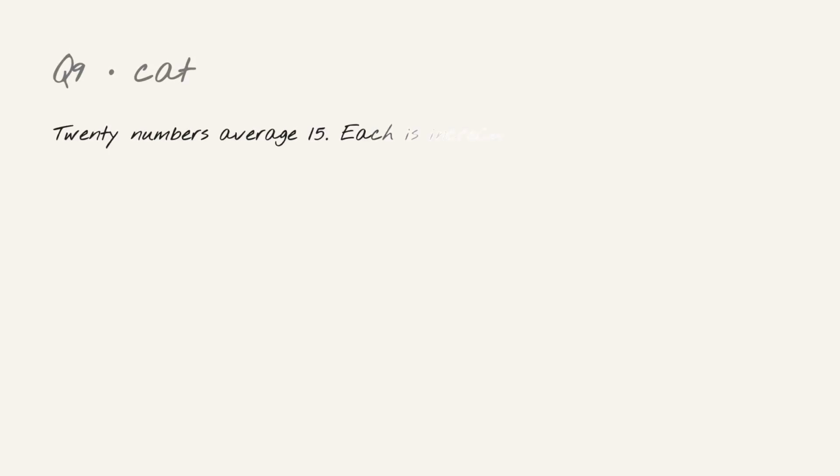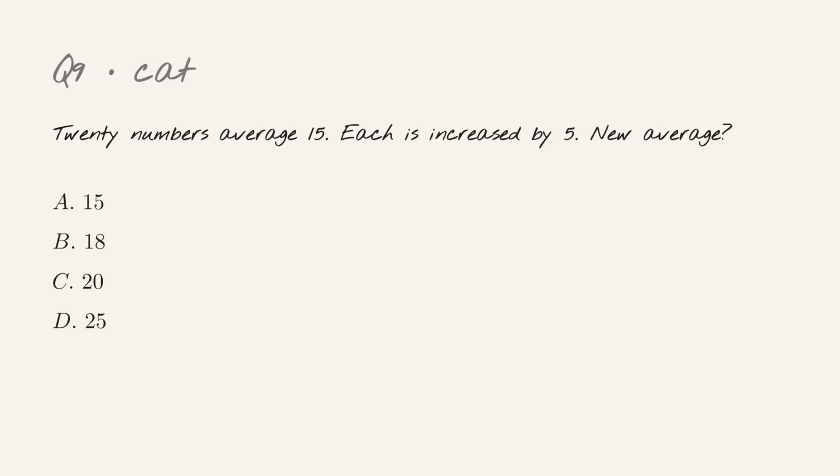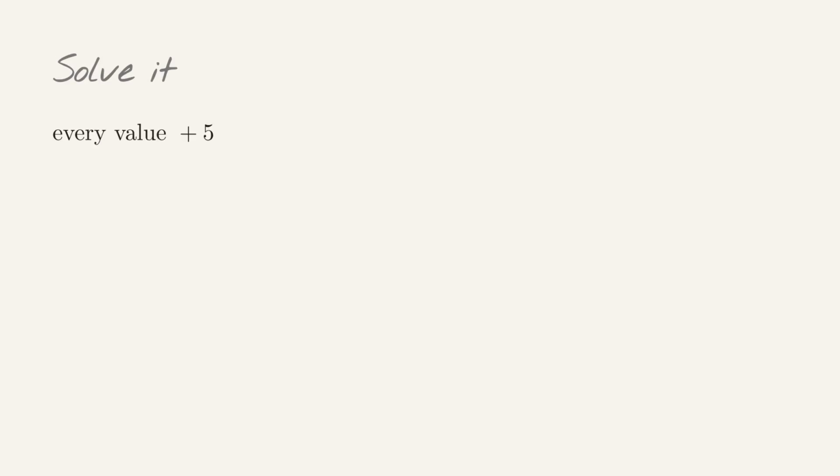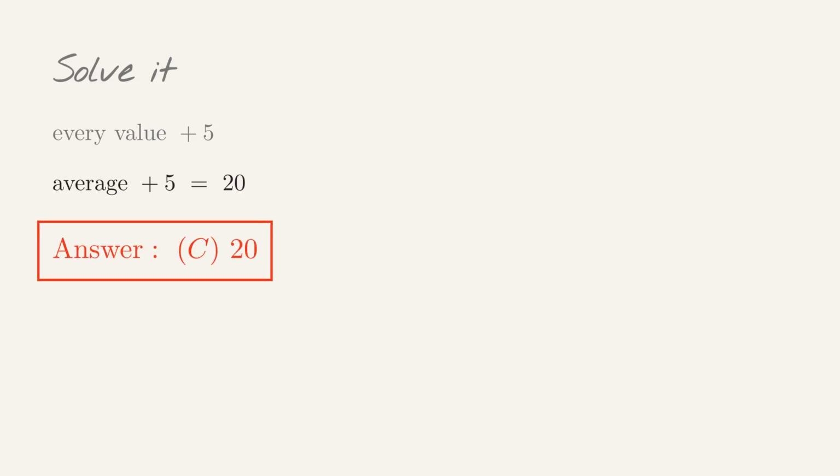One more. A uniform shift moves the average equally. Pause. Give it a real attempt, then I'll walk through it. If every item rises by 5, the average rises by exactly 5, to 20. A uniform shift moves the average by the same amount. No totals needed.